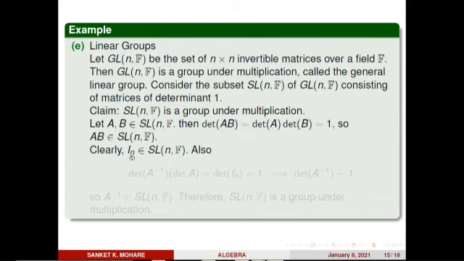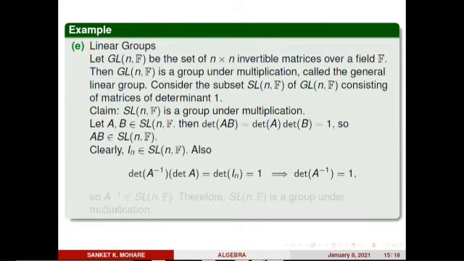Now the existence of identity. I_n is the n by n identity matrix. Does it belong to SL(n, F)? Yes, because the determinant of the identity matrix, for any order, is always 1. That's why I_n belongs to SL(n, F).